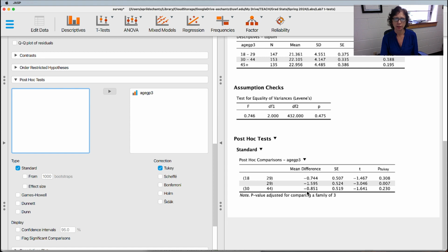And then this last row is group 2 compared to group 3, because that's the only one missing now. 1 to 2, 1 to 3. The only comparison not here is on the third row, 2 to 3.